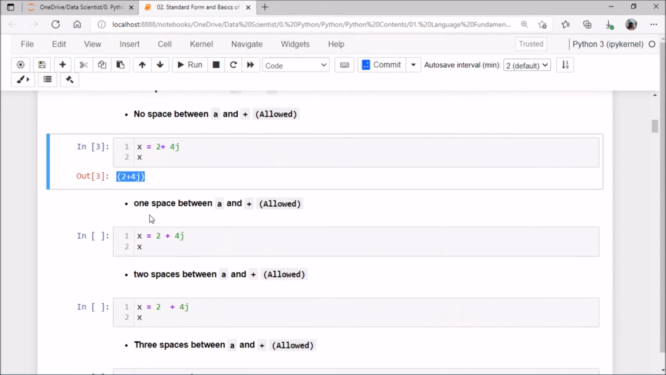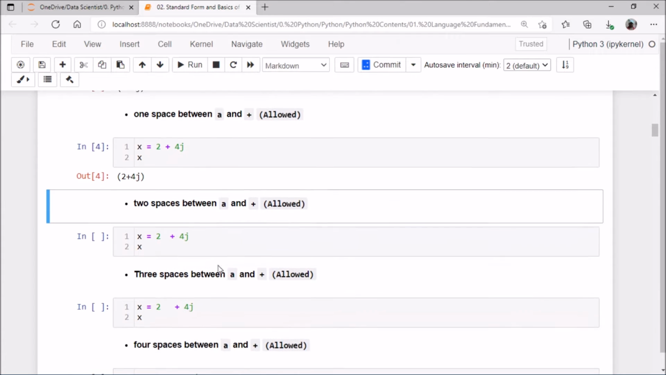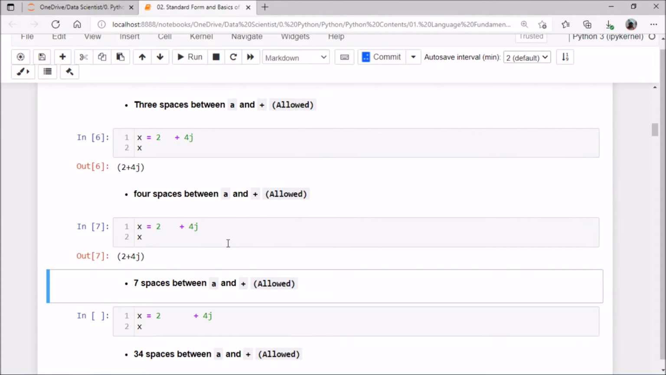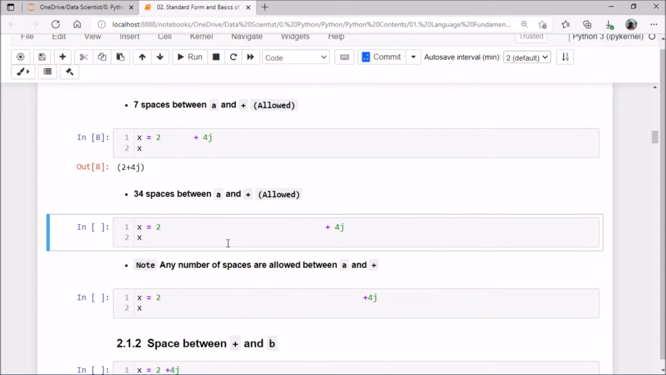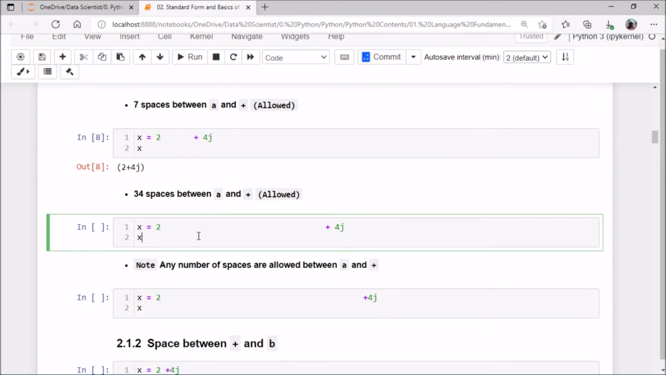And one more thing, one space is also allowed between a and plus. Then 2 spaces are also allowed, 3 spaces also, 4 spaces also. It means we can provide any number of spaces, like 34 spaces between a and plus. Here there are 32 spaces between 2 and plus, and it is allowed.